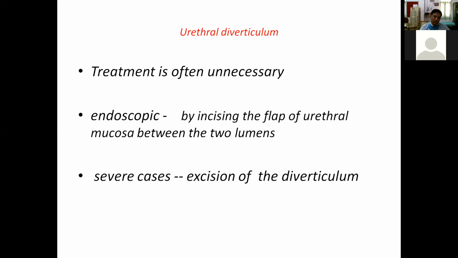No treatment is necessary. Or if it is symptomatic and causing trouble, you can do a simple endoscopic procedure of incising the flap of urethral mucosa between the two lumens. So you cut the intervening mucosa and make the opening into a larger one. Or by open surgery, you can excise the diverticulum.